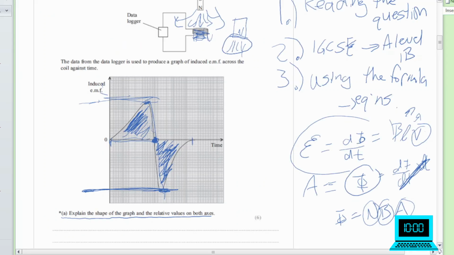Oh, and speaking of gradient, if you've got the gradient of this graph, it's the rate of change of EMF. And your EMF is equal to that BLV. B and L are constant, but the rate of change of V is acceleration. That means the gradient of that slope there is probably equal to g, because that's the acceleration due to gravity. You can go back up.